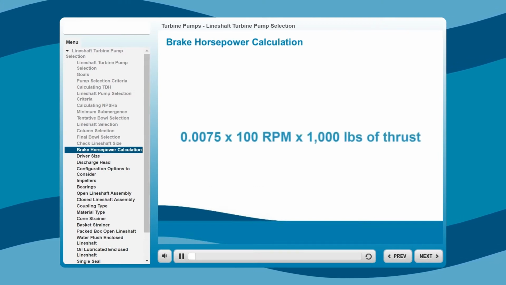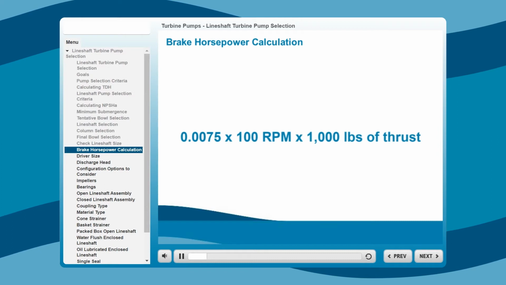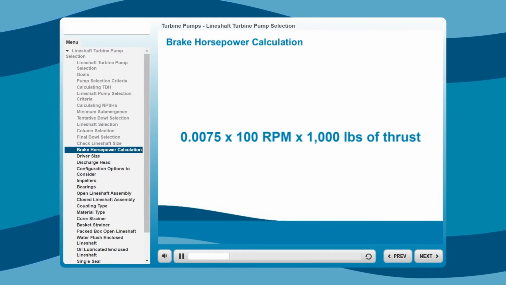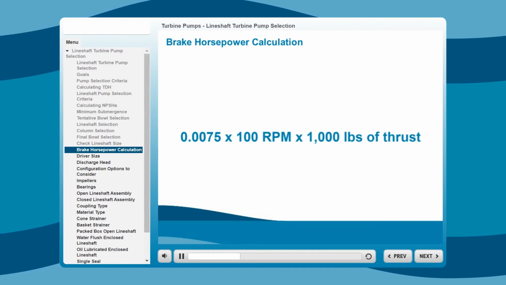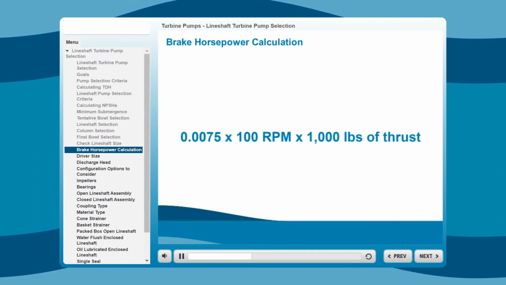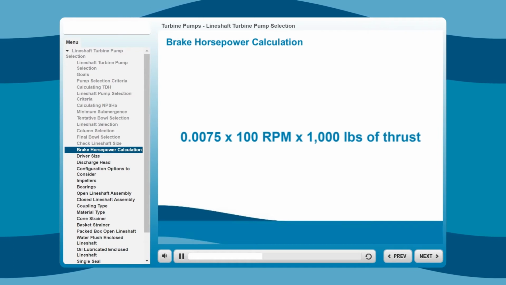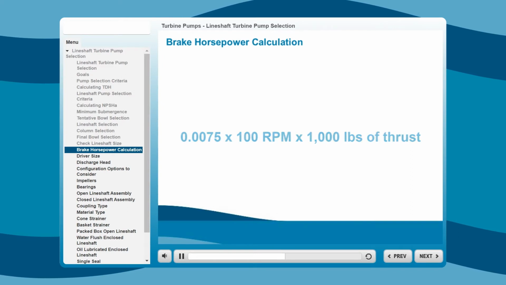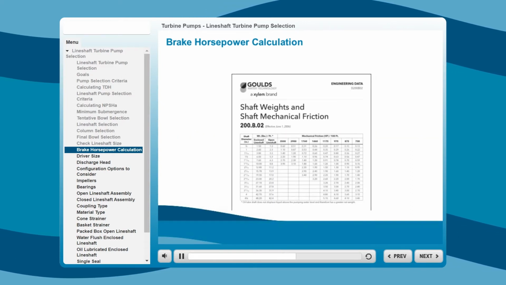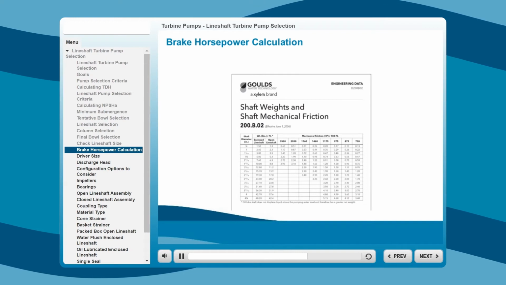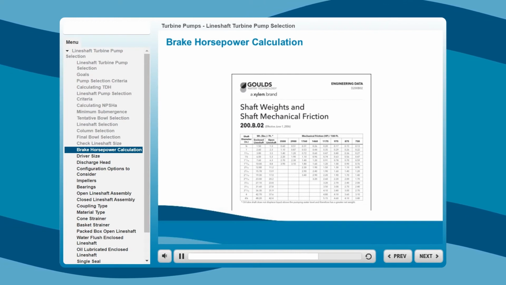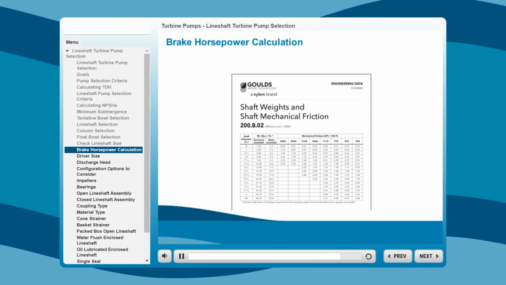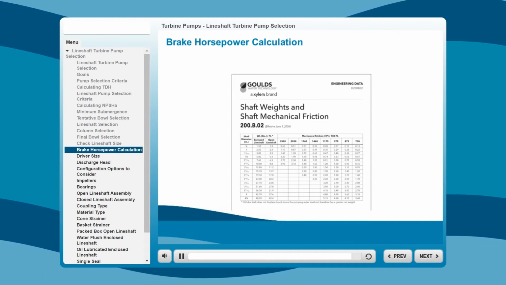Next, we need to do a brake horsepower calculation by adding laboratory horsepower to the shaft loss and the driver thrust-bearing loss under certain conditions. To calculate the driver thrust-bearing loss, use the following formula: 0.0075 per 100 RPM per 1,000 pounds of thrust. Or, you can calculate the shaft friction loss from the table on page 200.B.02 and multiply that by the number of 100 feet lengths. Add this to your laboratory horsepower to determine the brake horsepower required to power your pump.